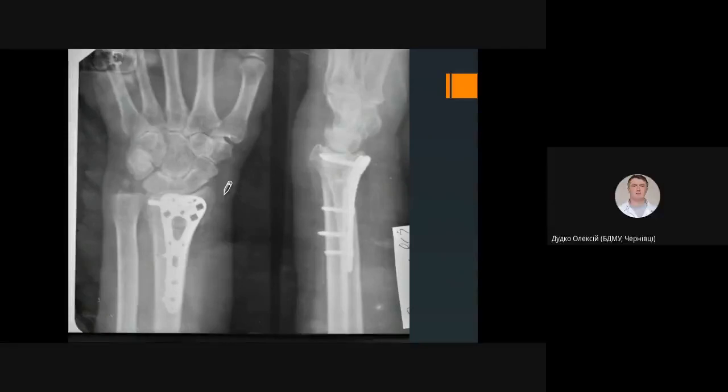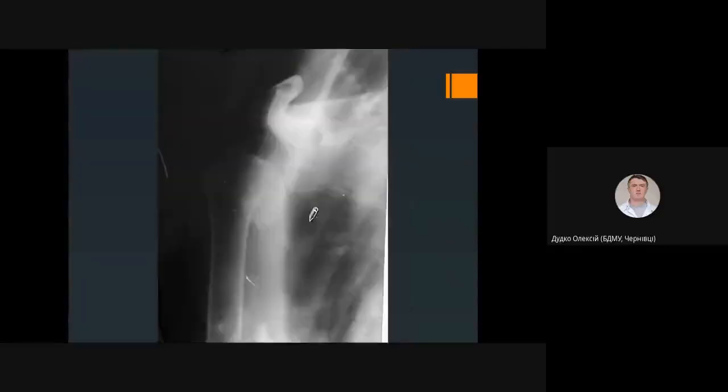So the diagnosis for this case would be a fracture of the distal metaepiphysis of the radius after internal fixation with locking head screws and plate. Let's move to the next X-ray.